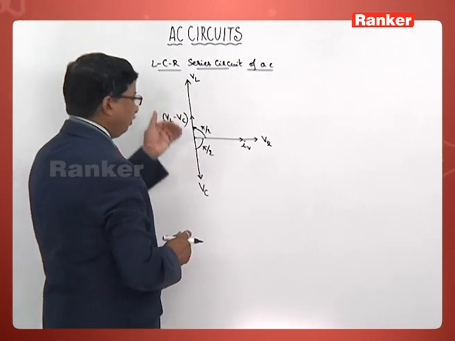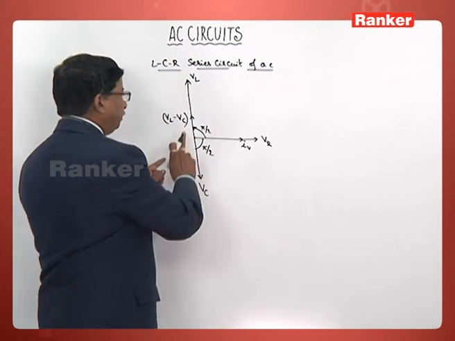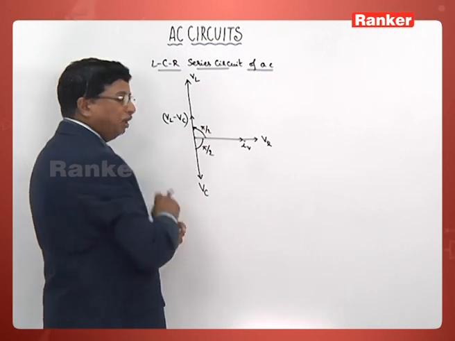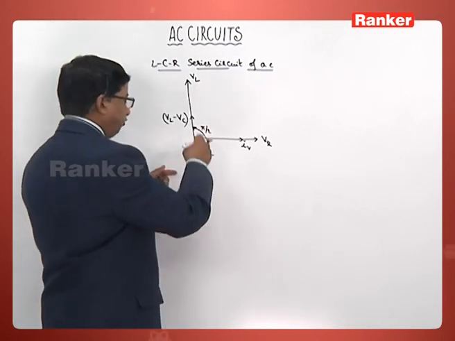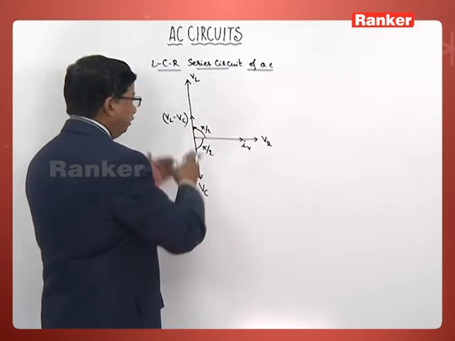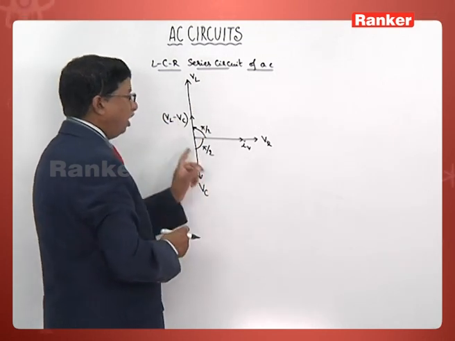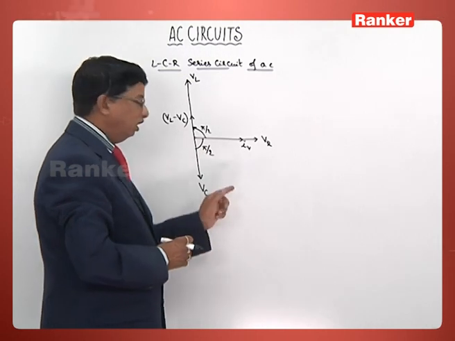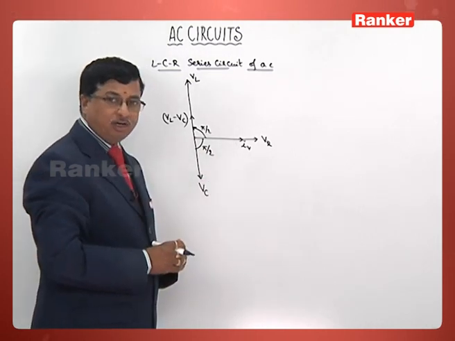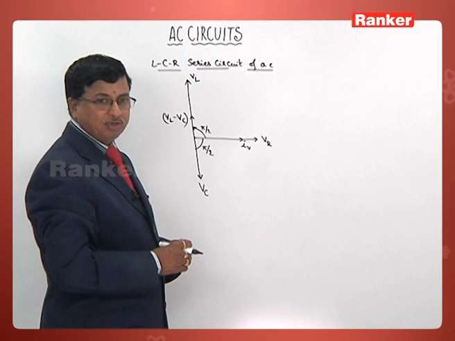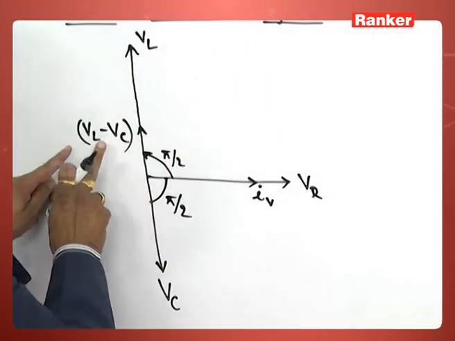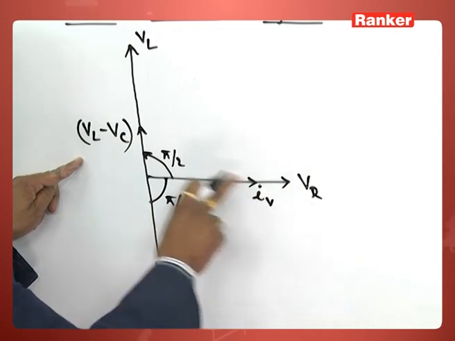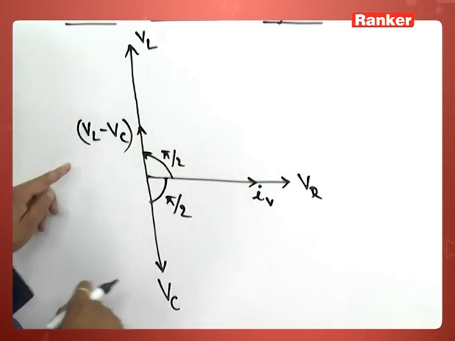Suppose if VL is greater than VC, their resultant will be in the upward direction this way, that leads this current by pi by 2 radian. Suppose if VC is greater than VL, their resultant will be downwards, and there one can reiterate that VC minus VL will lag behind this current by pi by 2 radian. So whatever be the case, this is the resultant of these two values. This and VR, both are perpendicular to each other.